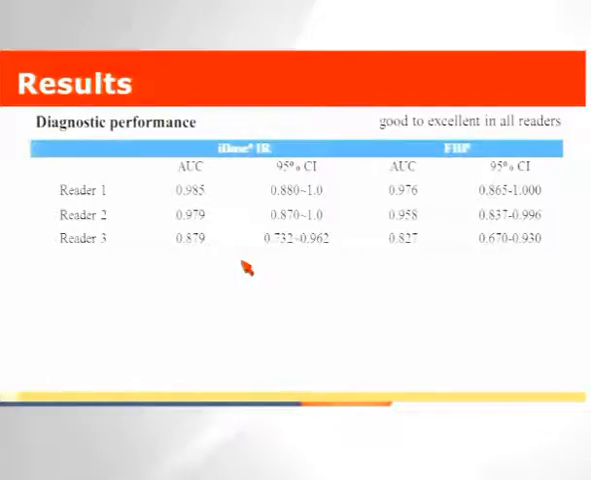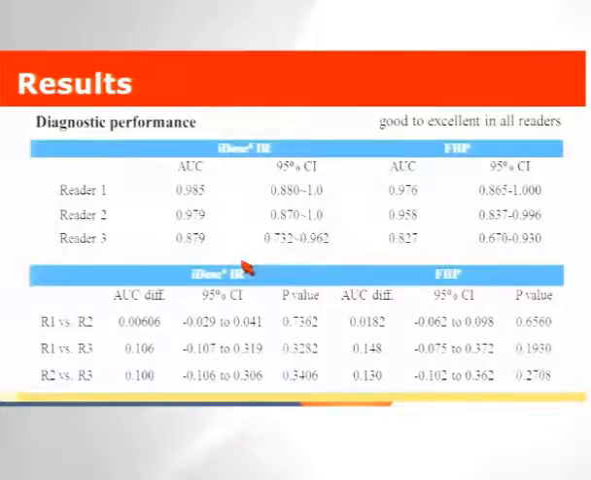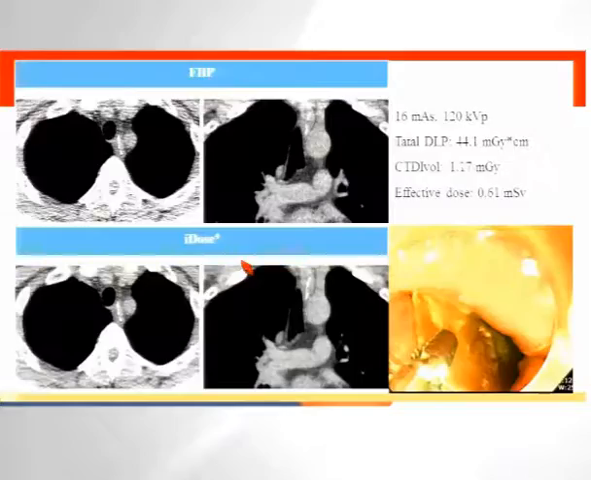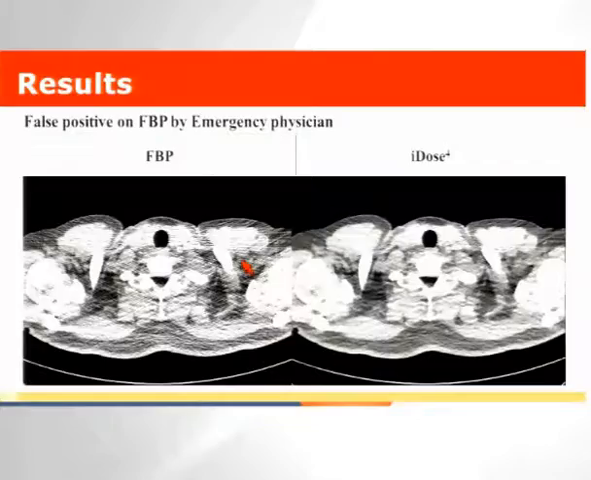Diagnostic performance of low-dose chest CT for evaluation of esophageal foreign body was good to excellent in all readers and both techniques. There was no significant difference in diagnostic performance between observers. Let's see an example. The sharp high-density fishbone esophageal foreign body is well identified in both FBP and iDose 4 IR images in the thoracic esophagus. This foreign body was removed by flexible EGD without complication.